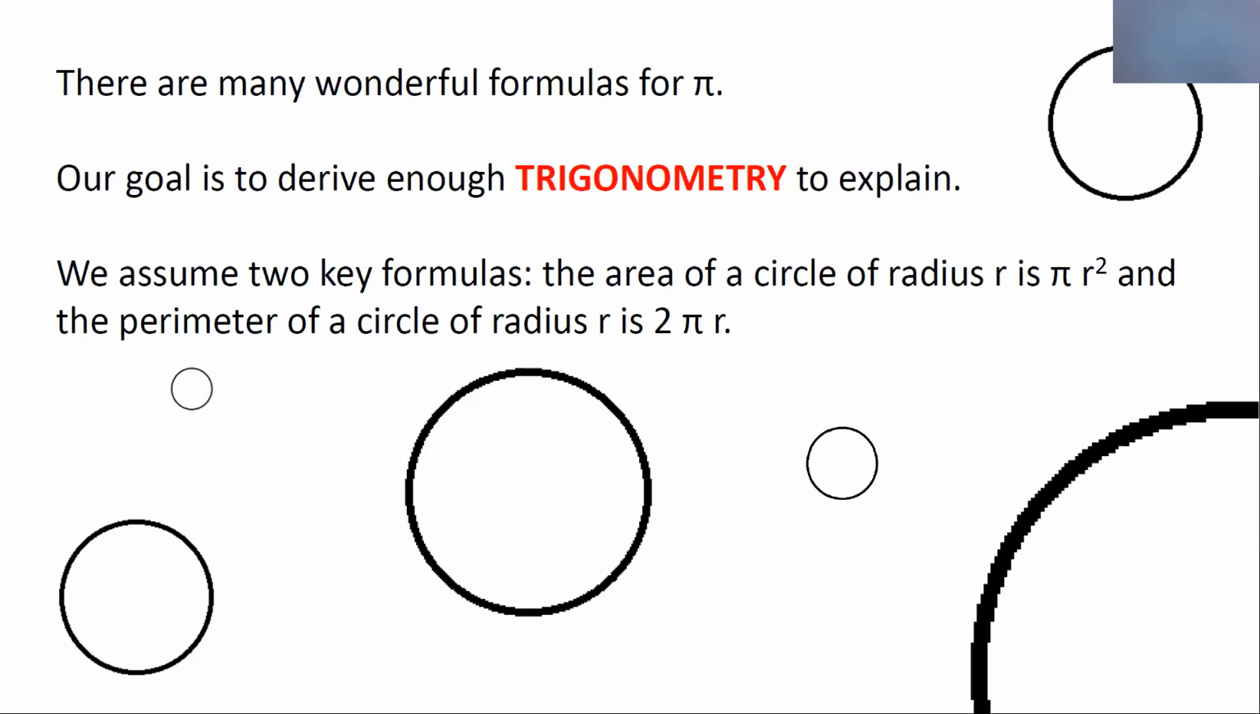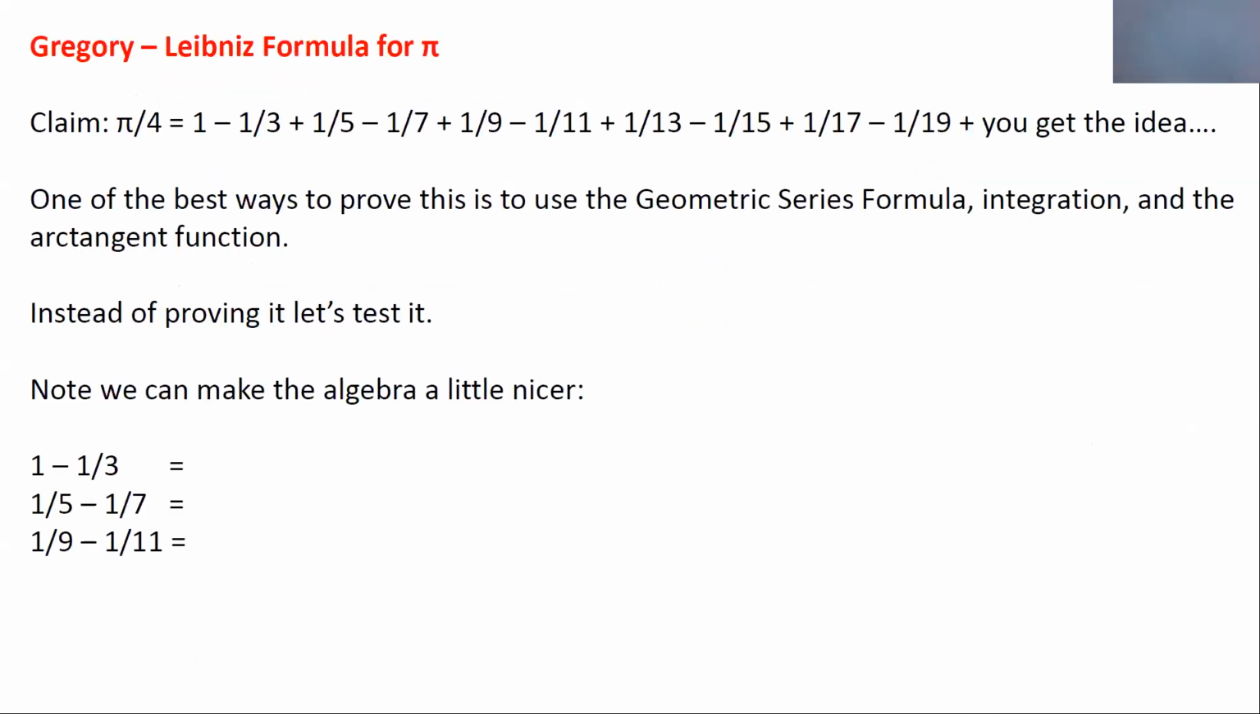So that's a really good start. And its perimeter is about 2 pi r. Okay, so there's a bunch of formulas for pi. So here is one formula. This is the Gregory-Leibniz formula. This is a strange one.